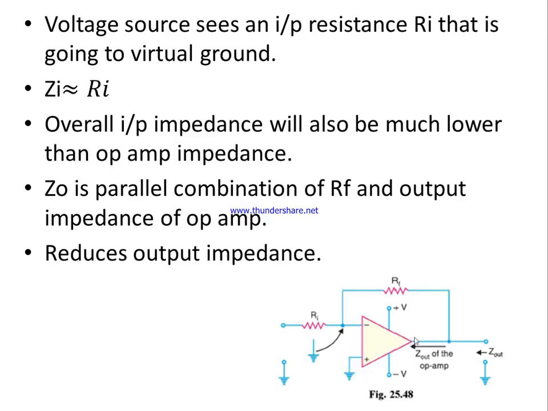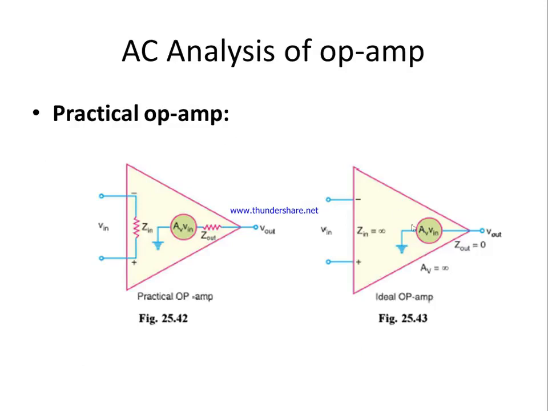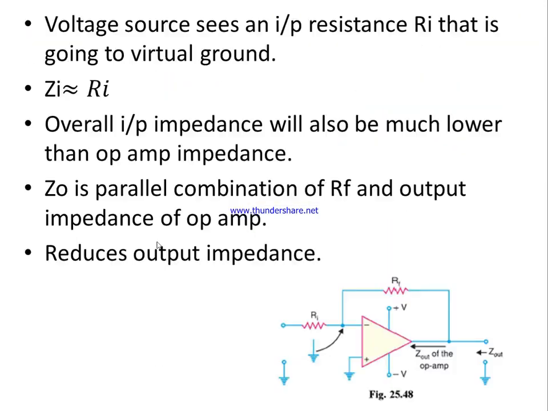Now taking the case of output impedance, one terminal of the output impedance is connected to V out and the other terminal is connected to ground. Okay, so here one end of the output impedance is connected to V out and the other end is grounded. This AV into VIN is the voltage that we are measuring. So the second end is grounded. When we take RF, one end of RF is connected to Z out and the other end is connected to virtual ground, that is ground.